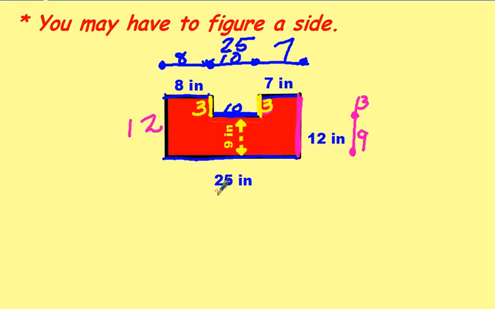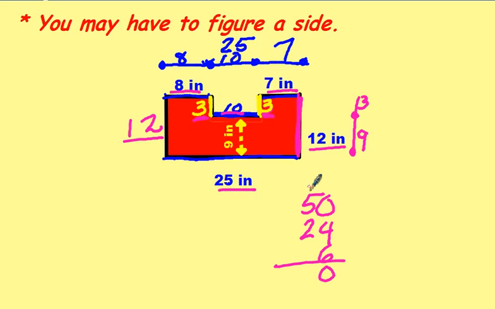In this case, you can add these up. 25 here, 25 there gives us 50. 12 here and 12 here gives us 24. But let's not forget our 3 on each one of these is 6. Adding those down, 50, 74, 80 inches. So the perimeter of this figure is 80 inches.